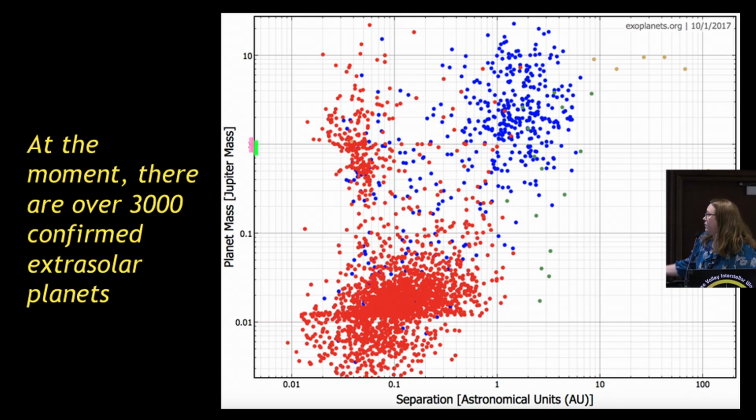And of course, this is a plot of planet mass versus separation, in Jupiter masses and astronomical units. So some of these are not necessarily natural differences in the populations of the planets. There is an observational bias that's involved in all the different detection methods.